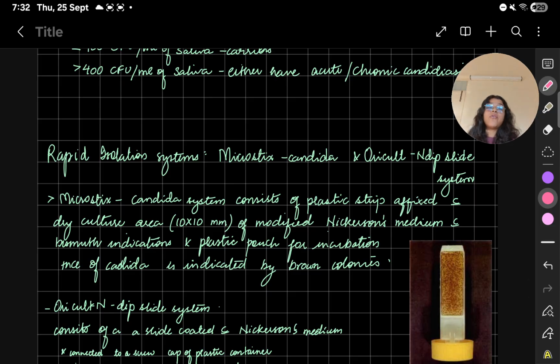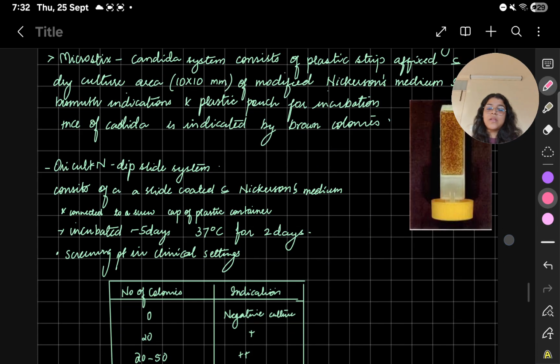So Microstix, what you do is, the Candida system consists of a plastic strip affixed with a dry culture area. There is a dry culture area which is 10 by 10 millimeter. It is modified Nickerson medium with bismuth indicator, and a plastic pouch for incubation. Presence of Candida is indicated by brown colonies. So you just dip it and wait. If it turns brown, it means there are Candida colonies.